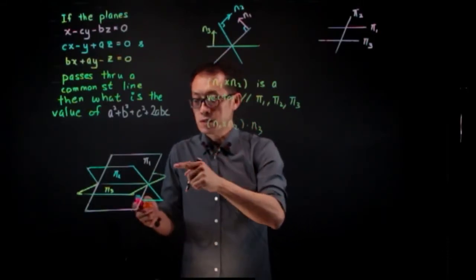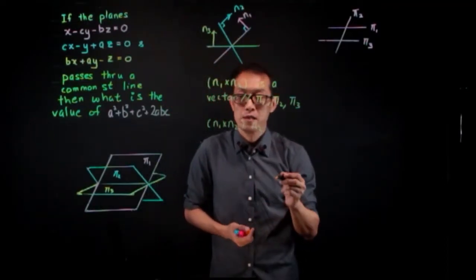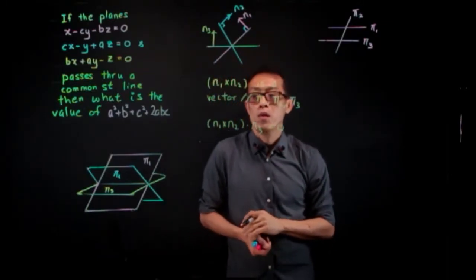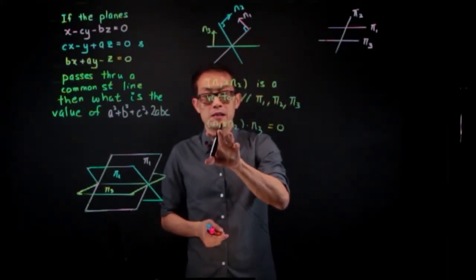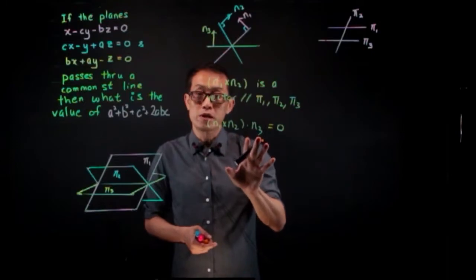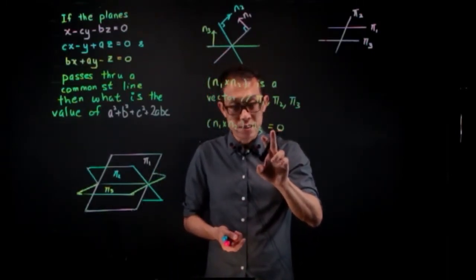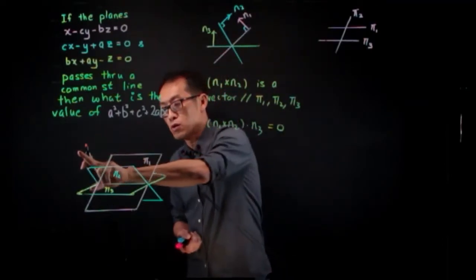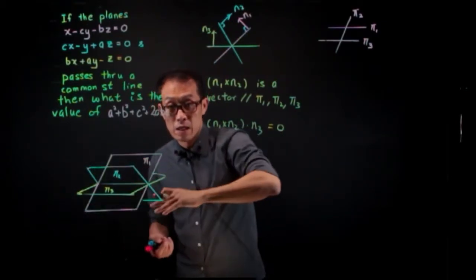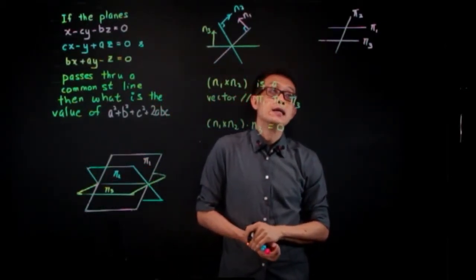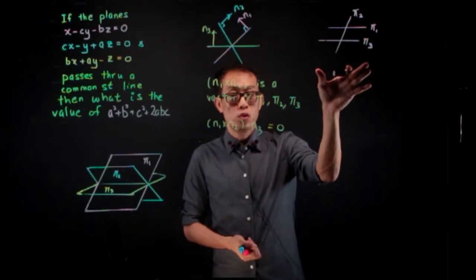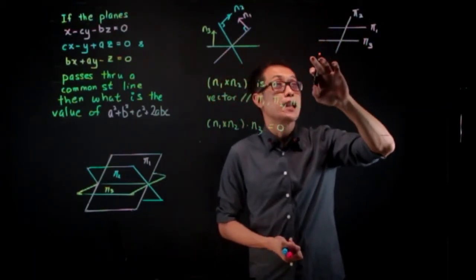You dot the normal of the third plane, and you will find that this equals 0. So if you have three planes such that you take any two of their normals, N1 cross N2, dot the normal of the third plane, and the result is 0, then the three planes may intersect at a common straight line. There's also another possibility for N1 cross N2 dot N3 equals 0.